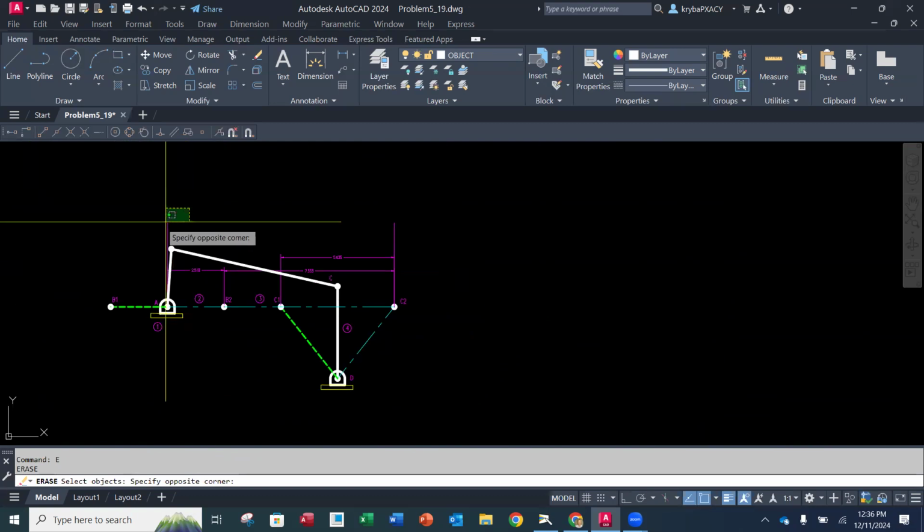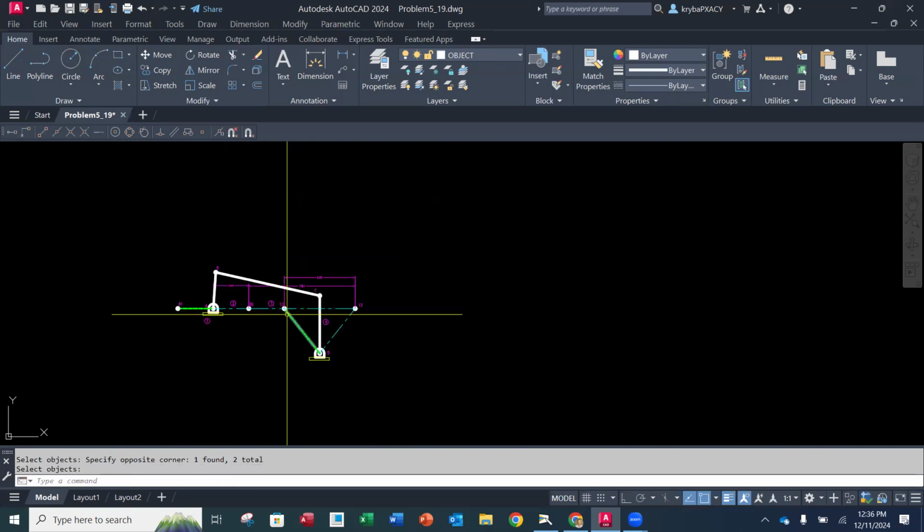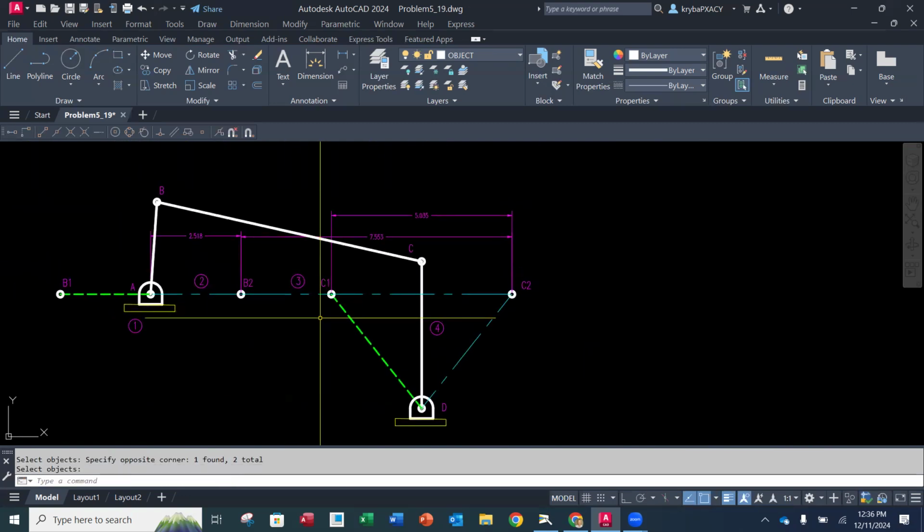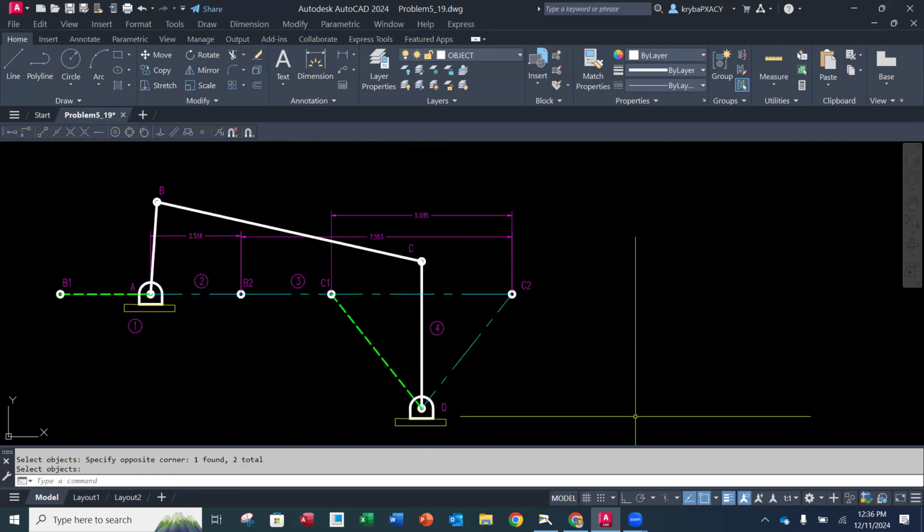All right. So that is then the process for the crank rocker type of mechanism to design one of those. Okay.